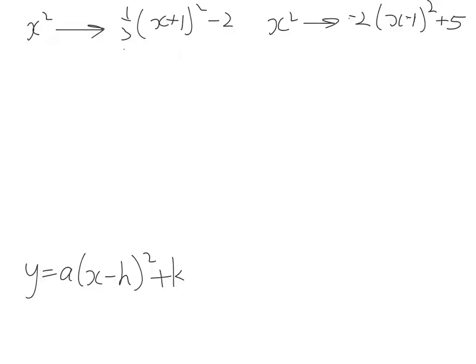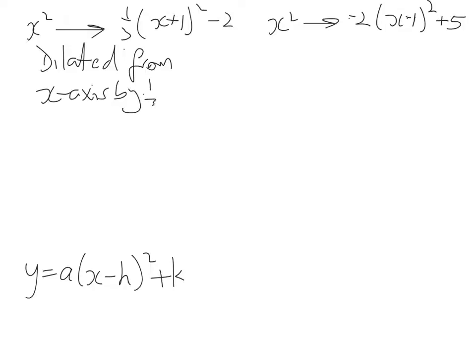That third tells us it's been dilated from the x-axis by 1/3. So it's wider than it was originally. This tells us that it's been moved across to the right by 1. This -2 tells us it's gone down 2. Something that we've got to be able to say.